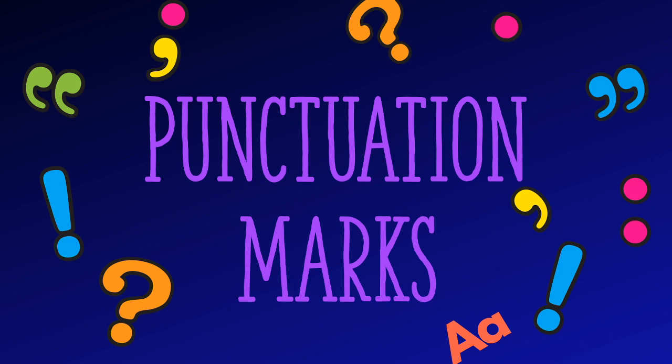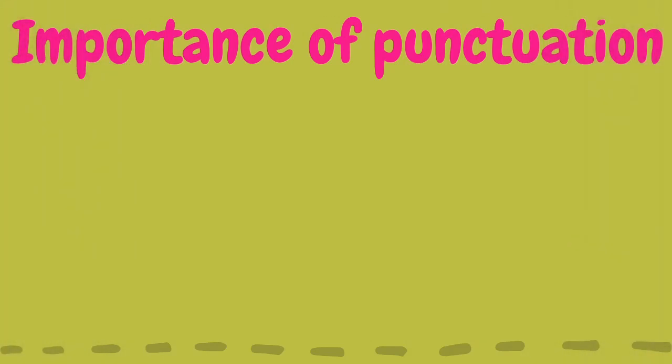In general, while speaking, we take pauses to convey the intensity or make them understand the meaning through voice modulation. But while writing, we use certain symbols or marks. These are called punctuation marks. Importance of punctuation: the English language has a system of symbols and signs known as punctuation.